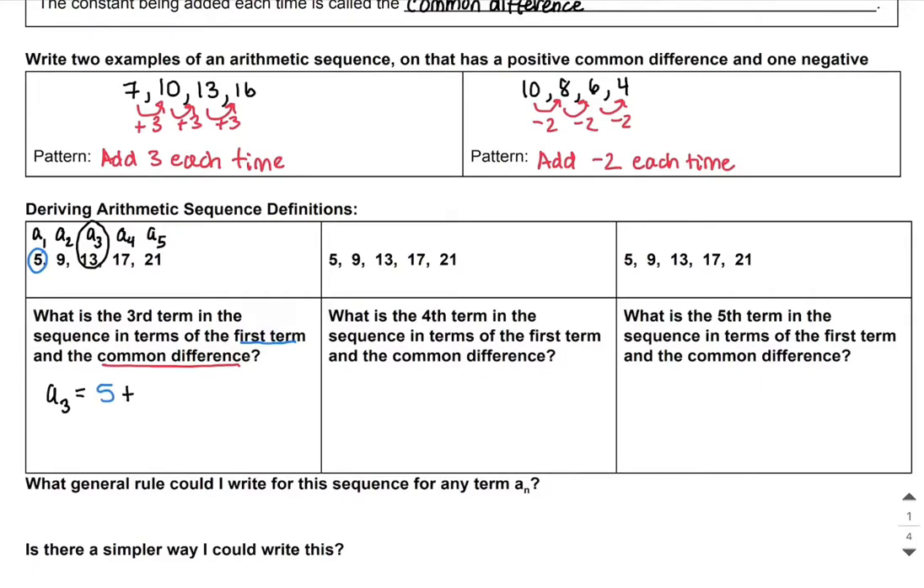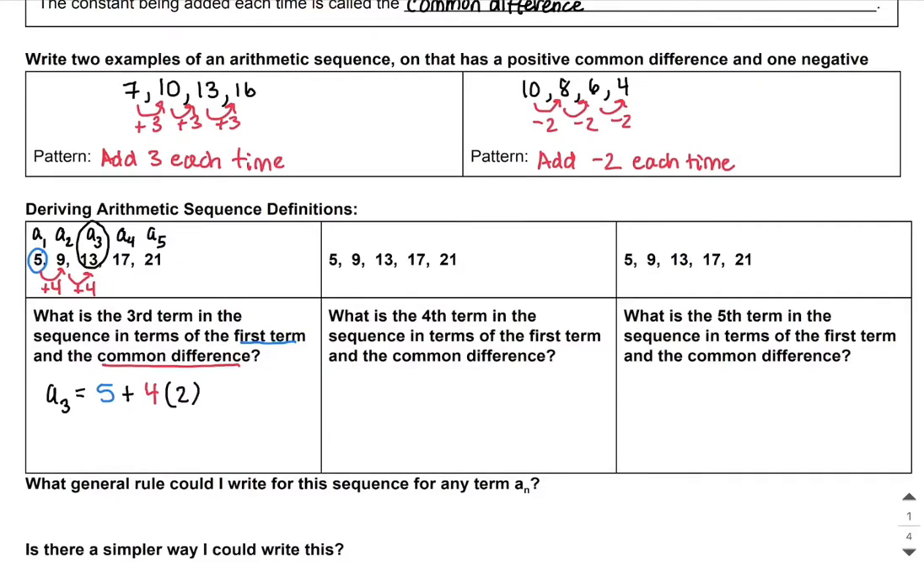plus, I'm adding something each time. So I know I could find a pattern where I'm taking the first term and adding something to it. And to find what I have to add to 5 to get to 13, I'm just going to go through it. 5 plus 4 got me 9, and then 9 plus 4 got me 13. So I added 4 in between each term. That's my common difference. And how many times did I add 4 to get to 13 from 5? Well, I added 4 two times. So I'm going to write 5 plus 4 times 2.